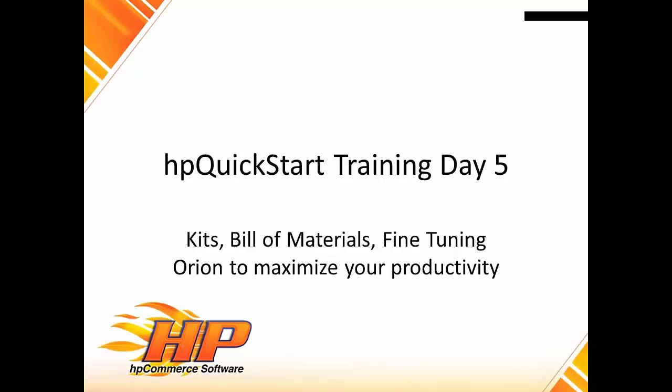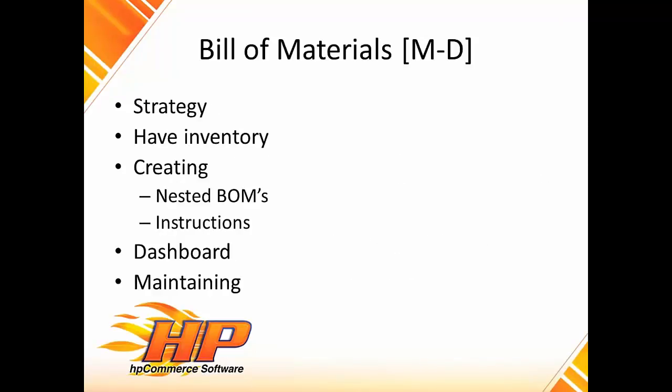Today's class will be on kits, bill of materials, fine-tuning Orion to maximize your productivity. Let's move on to bill of materials now. Strategy. The strategy for bill of materials is just the same as with kits. You want to create what you want to call the bill of material item, the header, the product line code, and part number. You then go in and add components to the bill of material and then use the power tools to update costs and pricing and make adjustments from there.